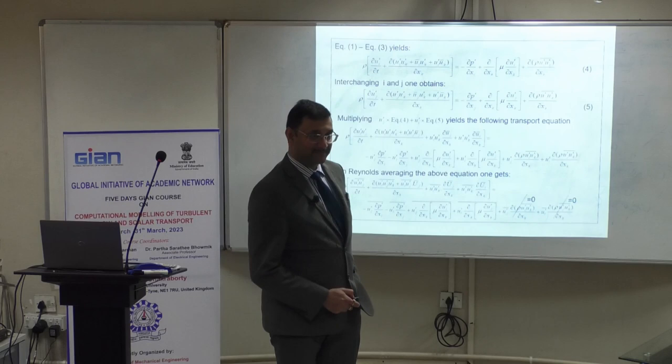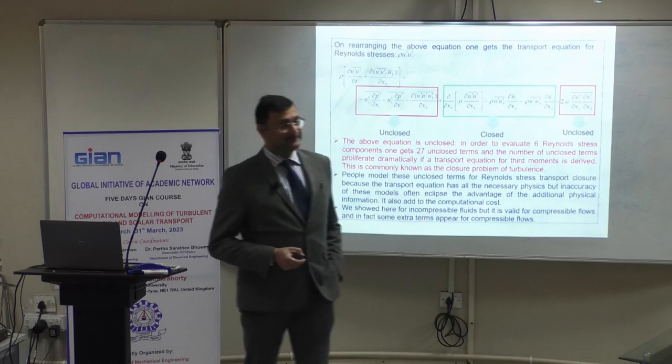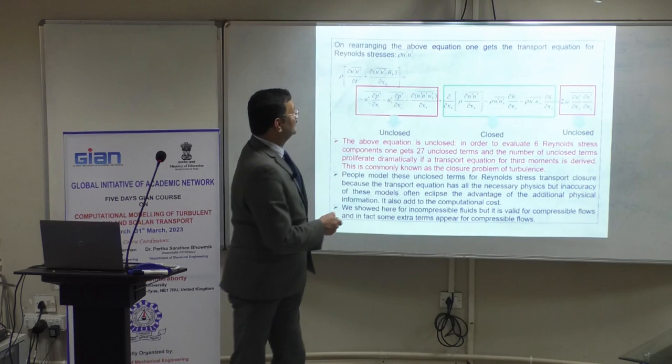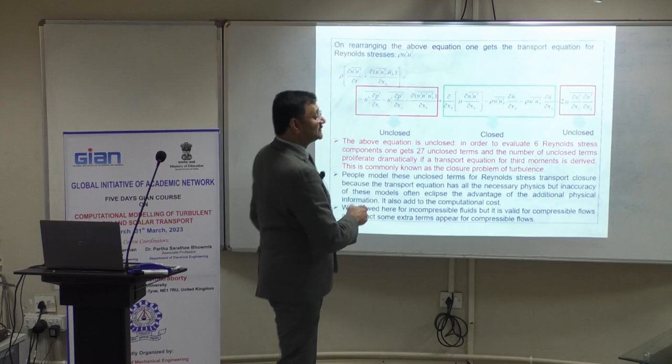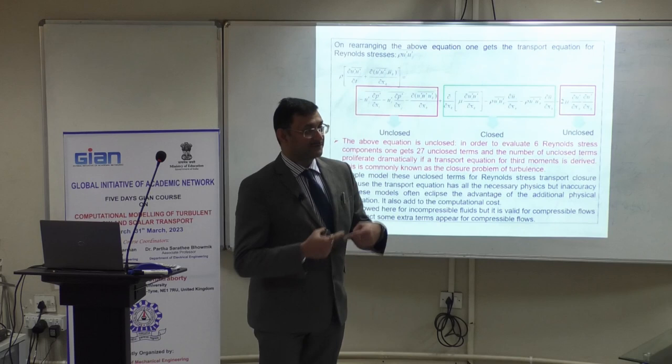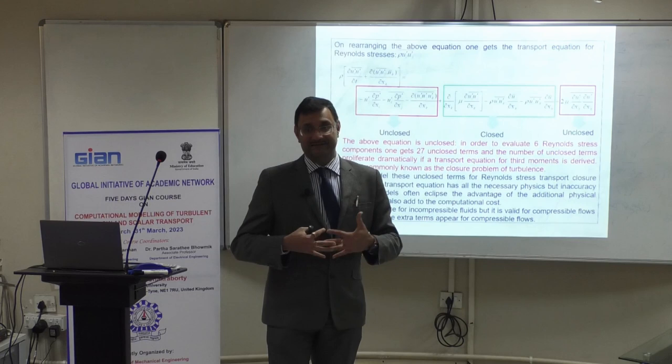Now, you can perhaps appreciate the problem. This term is unknown to me. It's an unclosed term. This part is closed, but this is again another unclosed term. Okay? And all of these unclosed terms are valid for every component, every one of the six components of Reynolds stress. So each of these six components will give rise to one unclosed term. So the number of unclosed terms will increase significantly. Clear?